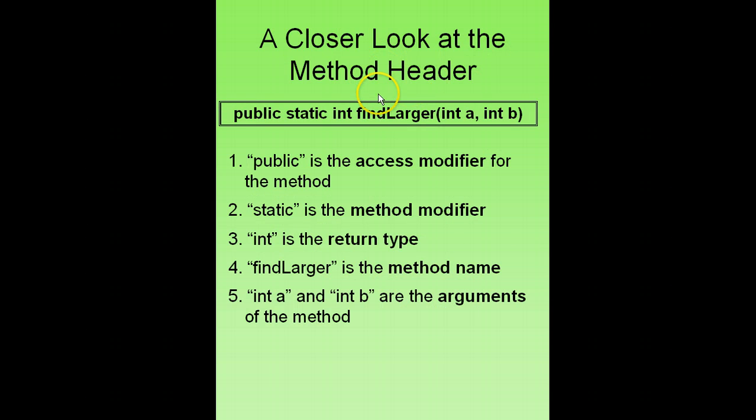Now a closer look at the method header which I've mentioned. Public is the access modifier for the method, and static is a method modifier. You can ignore this for now. Integer is the return type. findLarger is the method name, and integer a, integer b are the arguments of the method.